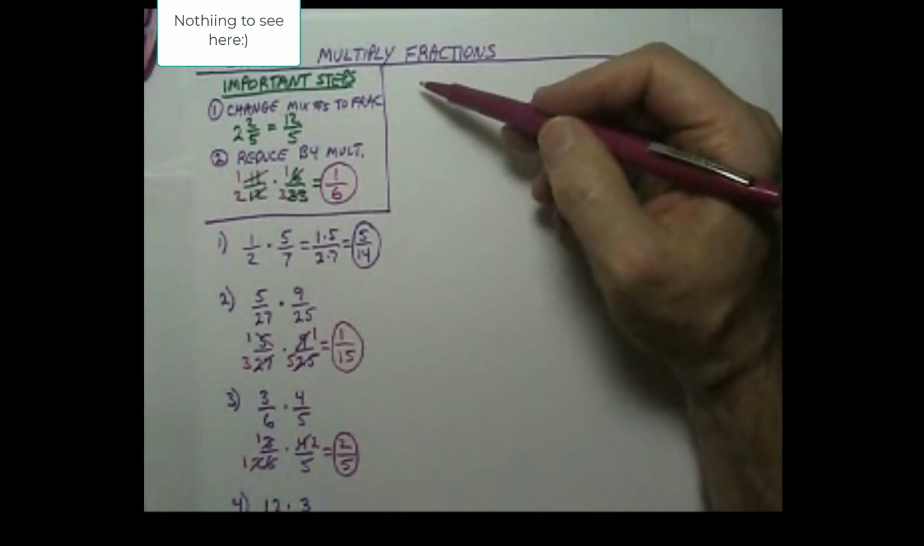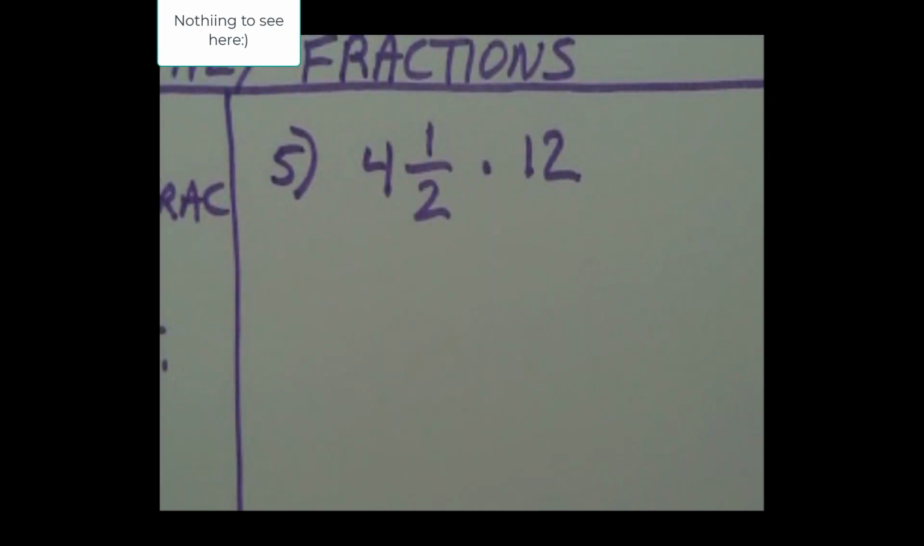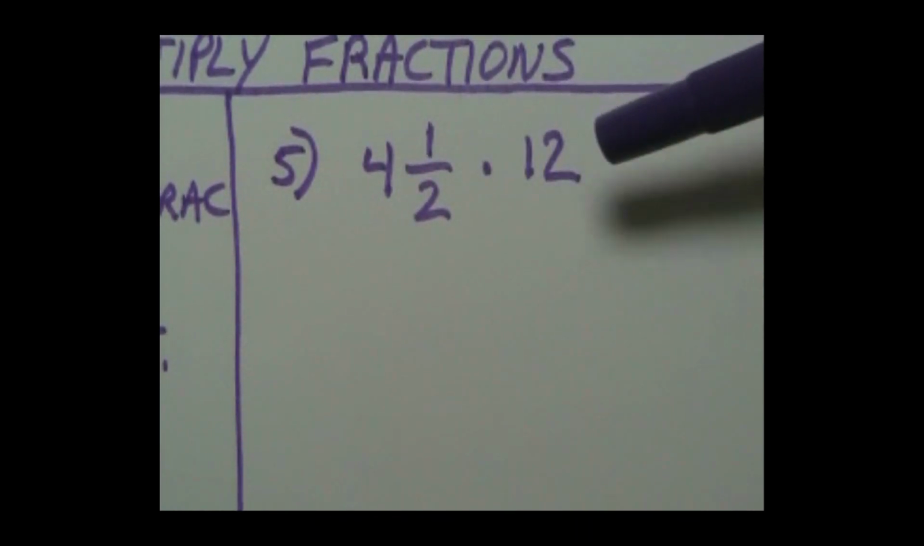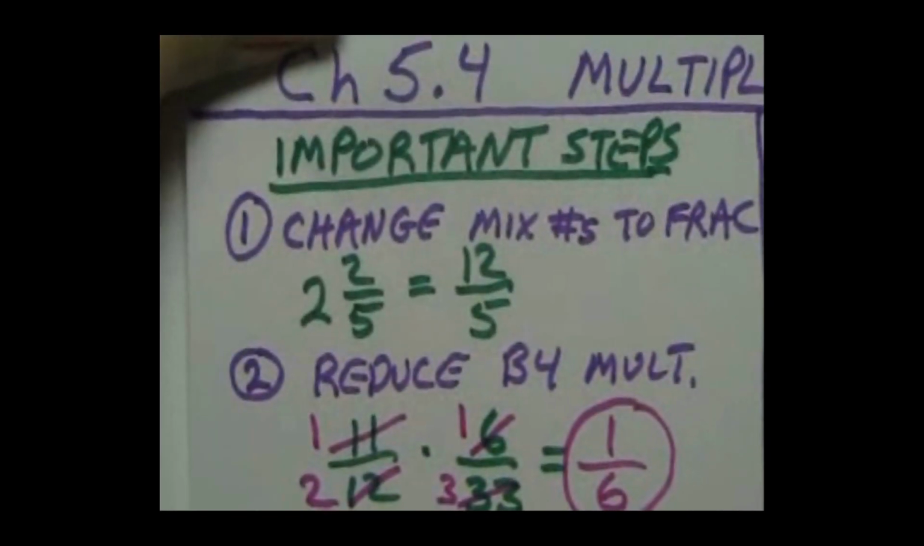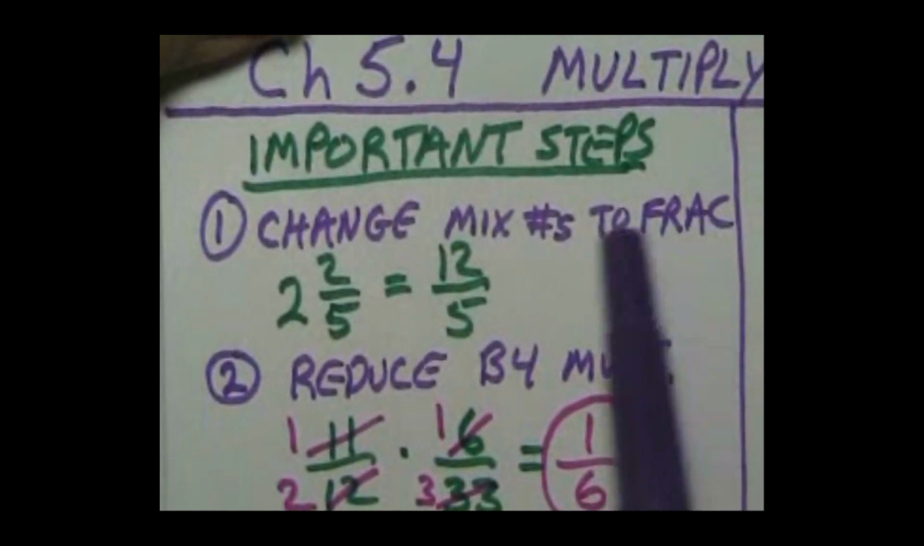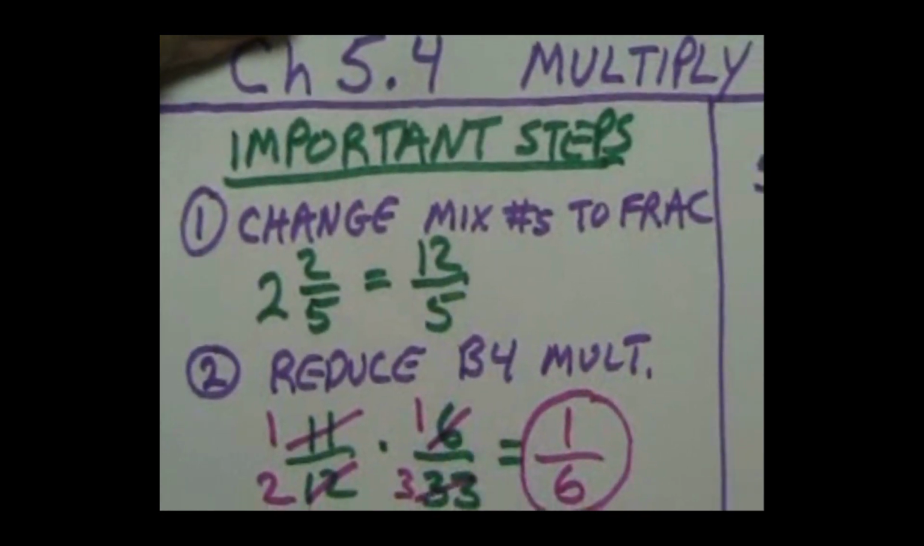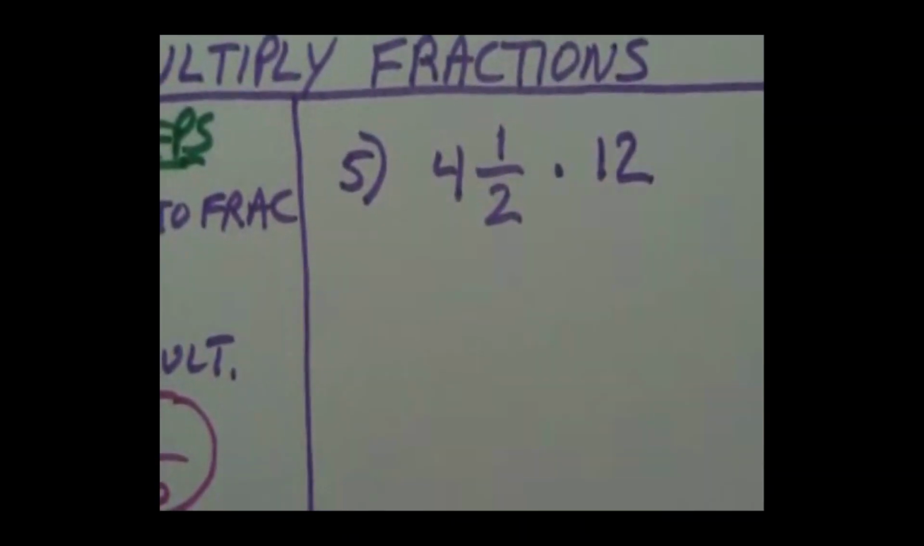Okay, on my notes, I'm going to go up to the top of the page now. Okay, now this one, we have 4 1/2 times 12. We have a mixed number times a whole number. Now remember, we said mixed numbers, we need to change any mixed numbers to fractions, like so. Okay, so that's what we're going to have to do here.